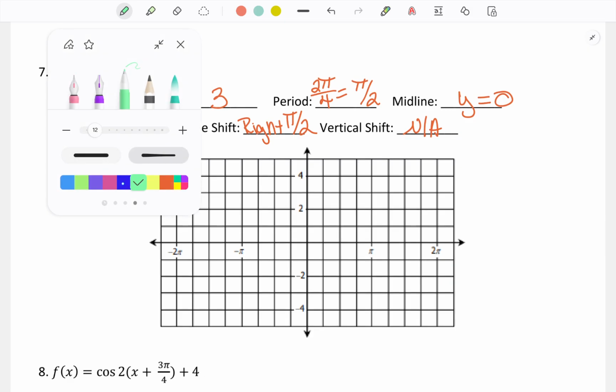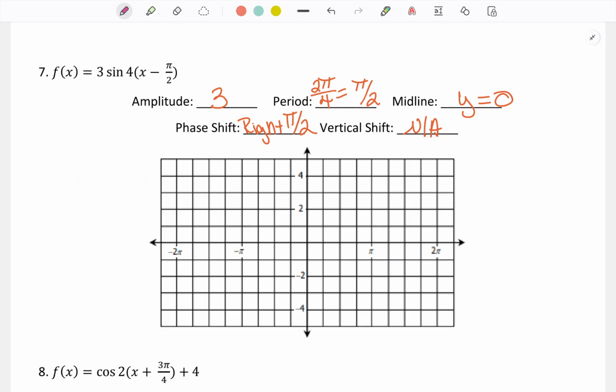So for new axes, we're going to keep our x-axis because we have no vertical movement. And then we're going to go to the right, pi over 2. So we're going to go over 2 blocks and draw that in. So now let's look at what our pattern looks like. So this is sine. So we have middle, high, middle, low, middle.